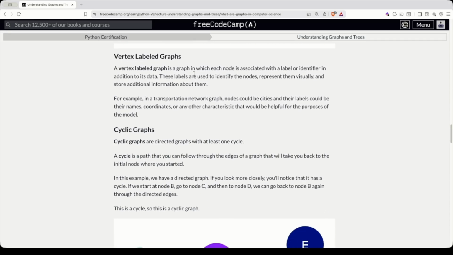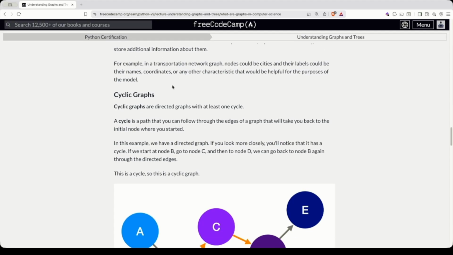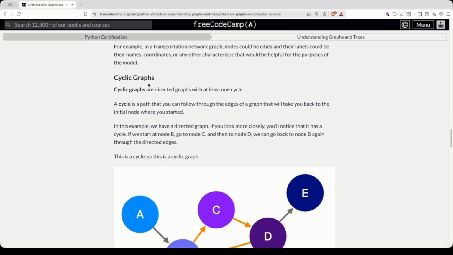Vertex labeled graphs. This is a graph in which each node is associated with a label or identifier in addition to its data. These labels are used to identify the nodes, represent them visually, and store additional information about them. For example, in a transportation network graph, nodes could be cities and their labels could be their names, coordinates, or any other characteristic that would be helpful for the purpose of the model.